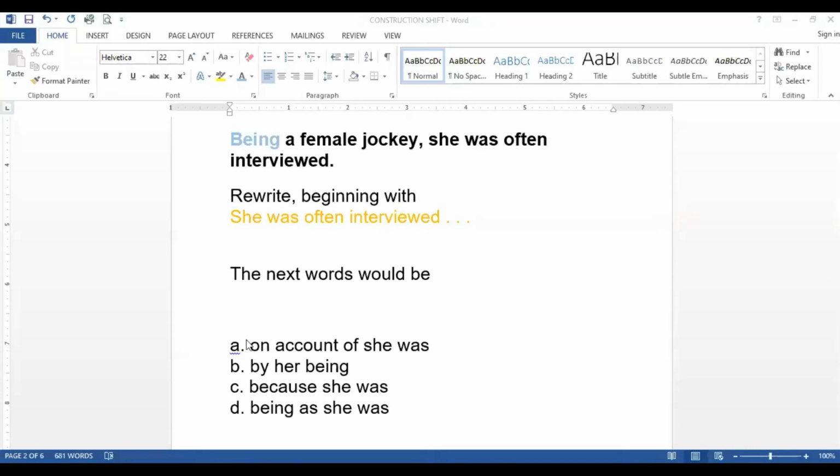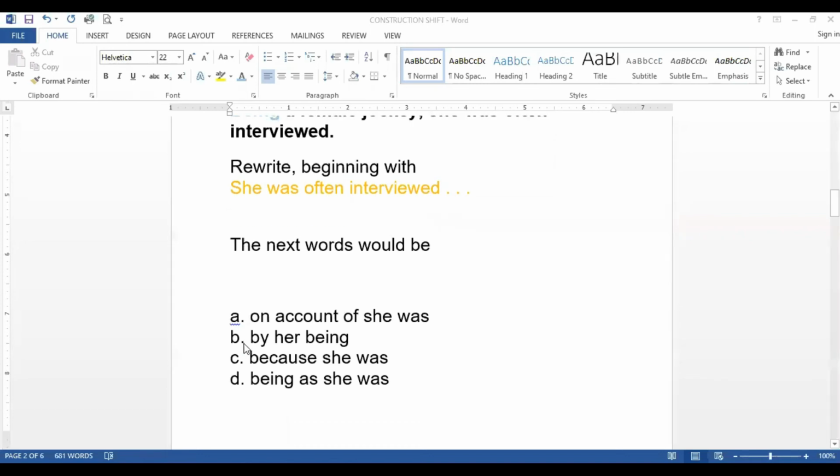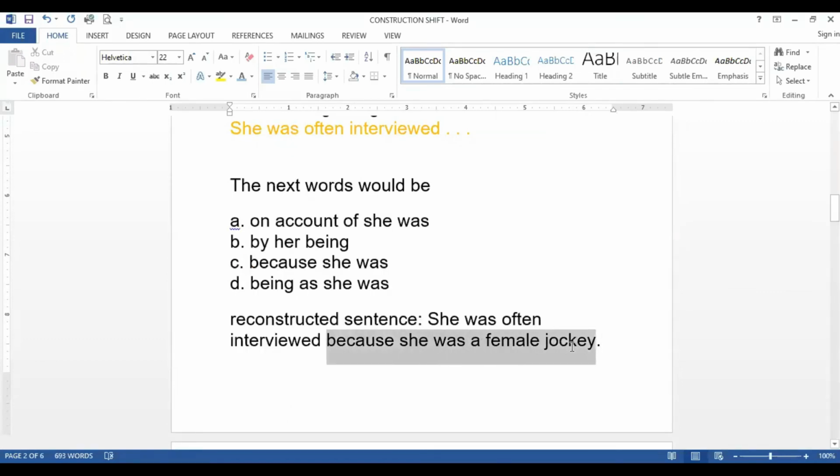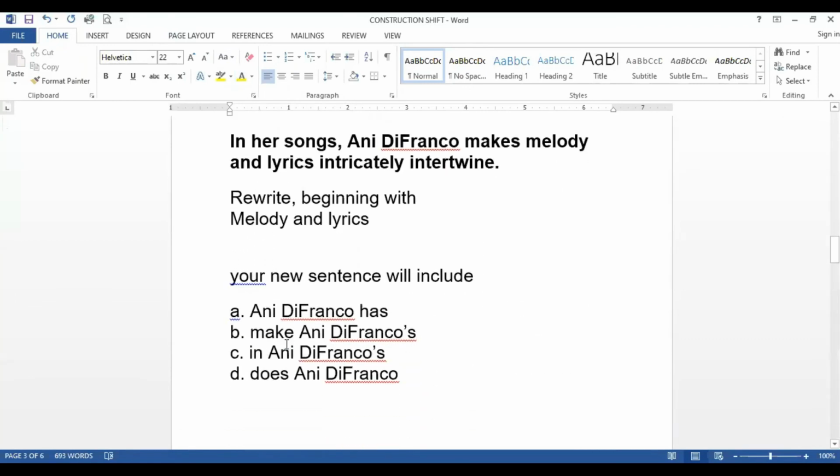Let's look at A. She was often interviewed on account of she was a female jockey. So like in option A, as soon as you read this, you know it's incorrect, right? So I'll just give you the reconstructed sentence here, and then we look at another example. Please don't rush yourself. Construction shift takes a little time for you to get used to it. So that's our option. Our option is C. But so we have another example here.